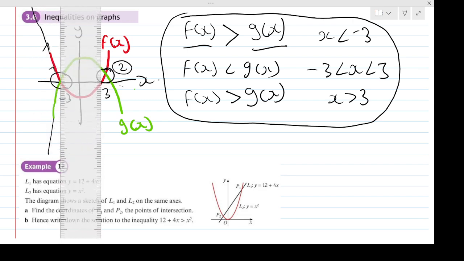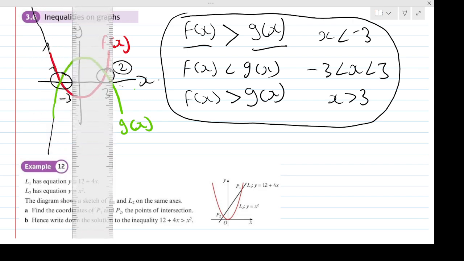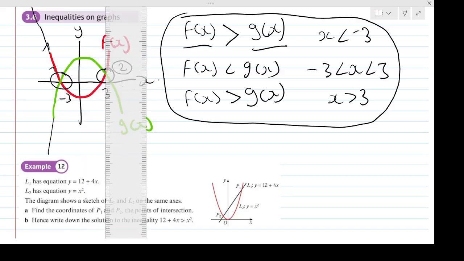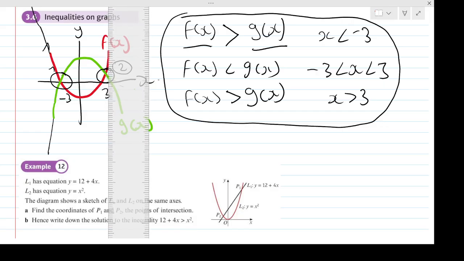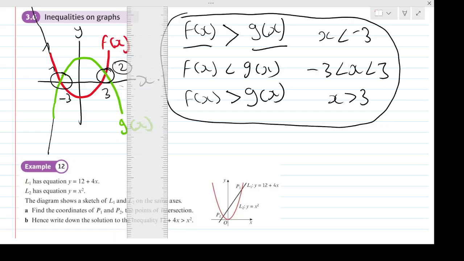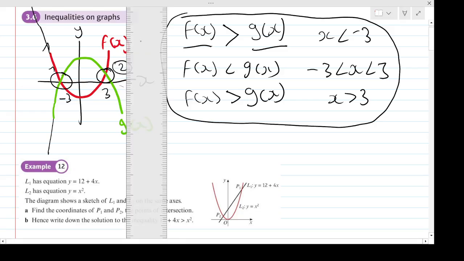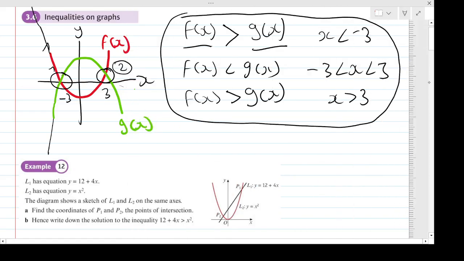Then we move towards the first intersection point. Then between that and the second one, g of x, the green curve, is now above the red curve. So f of x, the red curve, is now below g of x. So f of x is less than g of x. And then after we move off from the second intersection point, f of x is above g of x again. So it's greater than g of x. Okay, so that is the whole idea of this section.